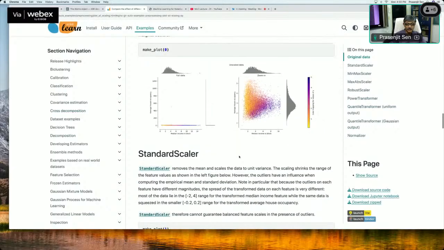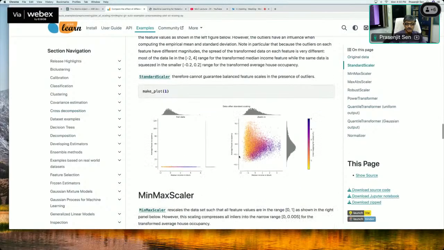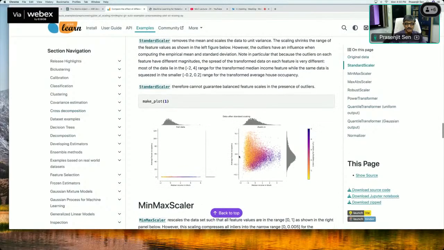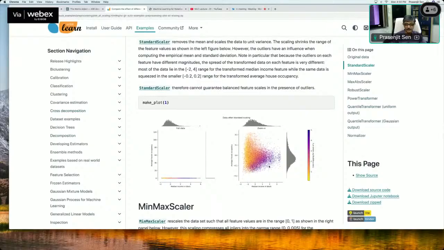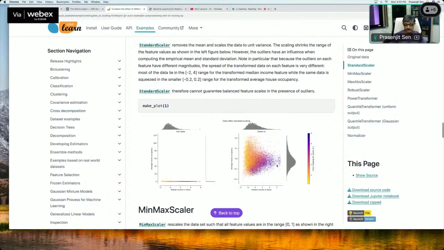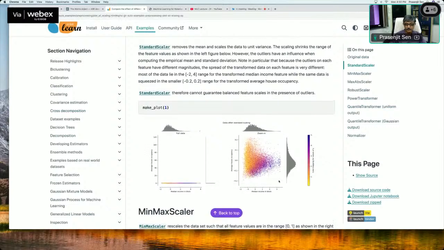Okay, now what does a standard scaler do? This is what a standard scaler does. So focus on the right panel without the marginal outliers. What has been done is the mean has been removed and the data has been scaled by the standard deviation.